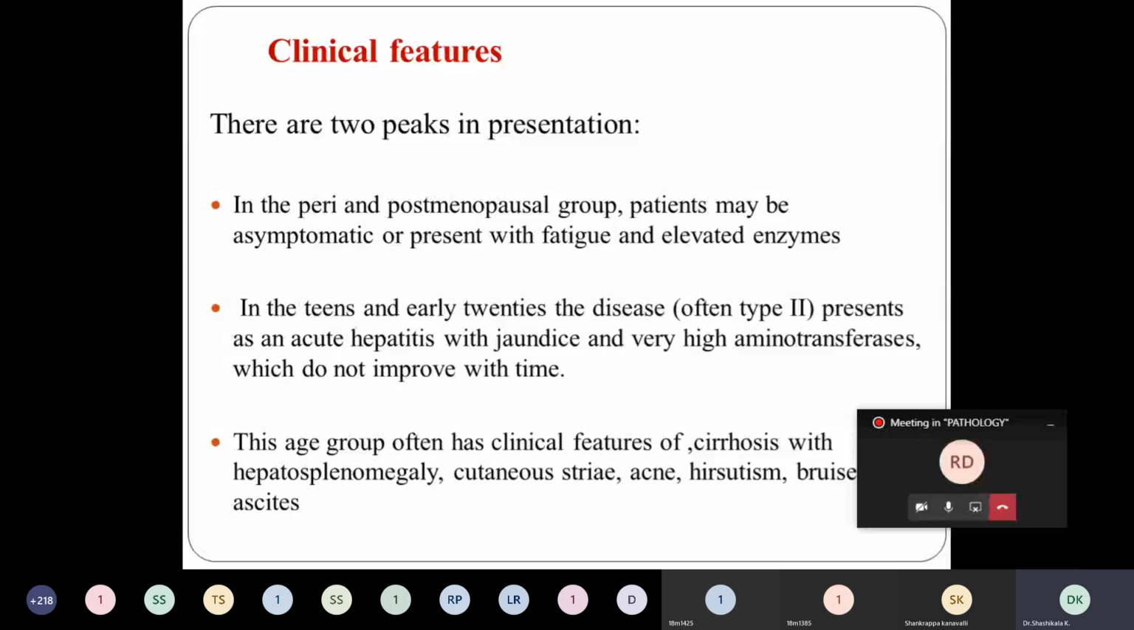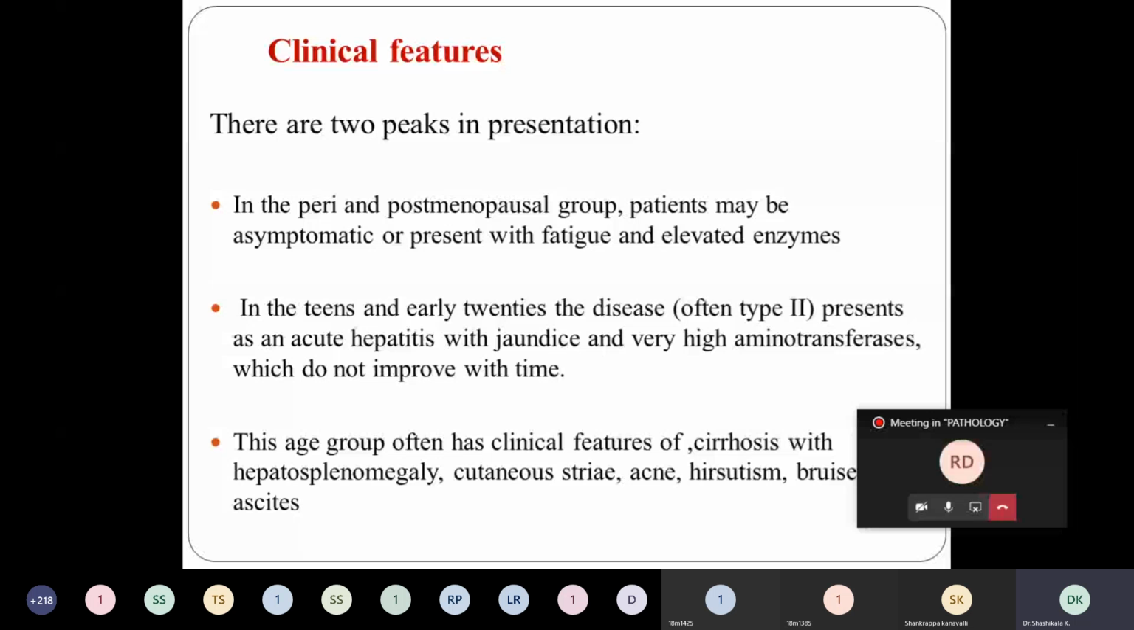It depends upon how the patient is going to improve with the treatment. This age group often has clinical features of cirrhosis with hepatosplenomegaly, cutaneous striae, acne, hirsutism, bruises, and ascites.